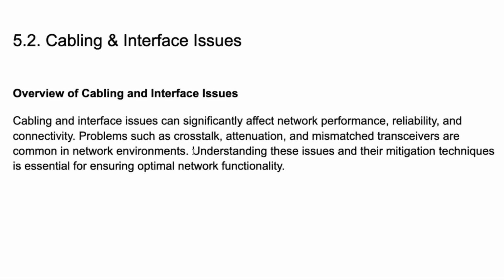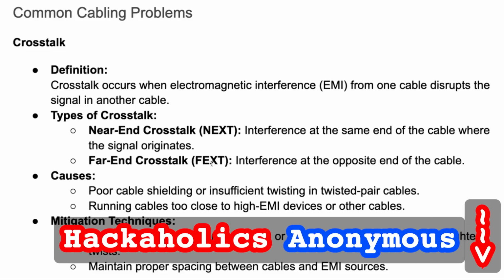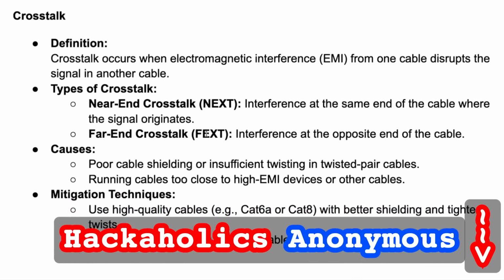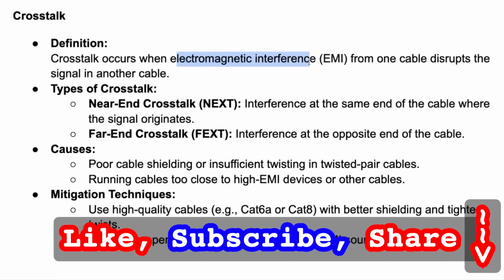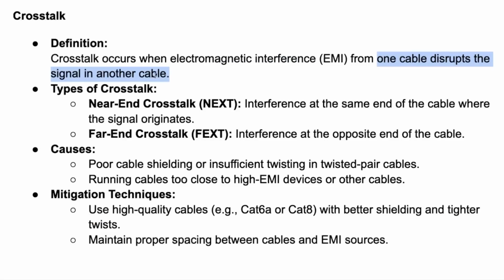So let's talk about these cabling and interface issues, and then what we can do to resolve these types of problems. First, we need to talk about the cabling problems. The common cabling problem number one is crosstalk. This occurs when electromagnetic interference, or EMI, from one cable disrupts the signal in another cable.